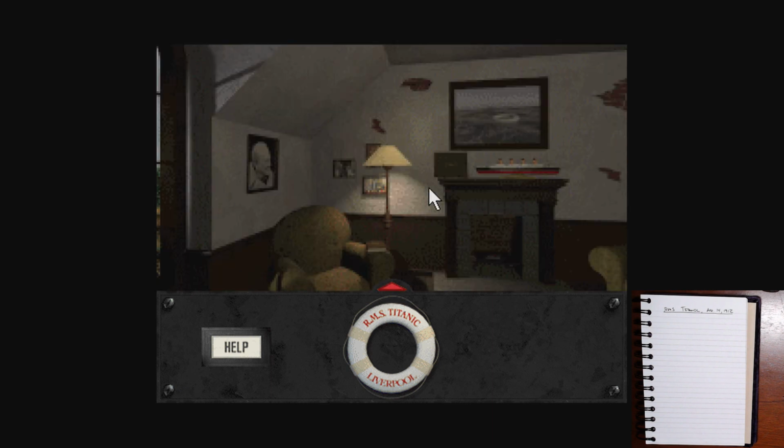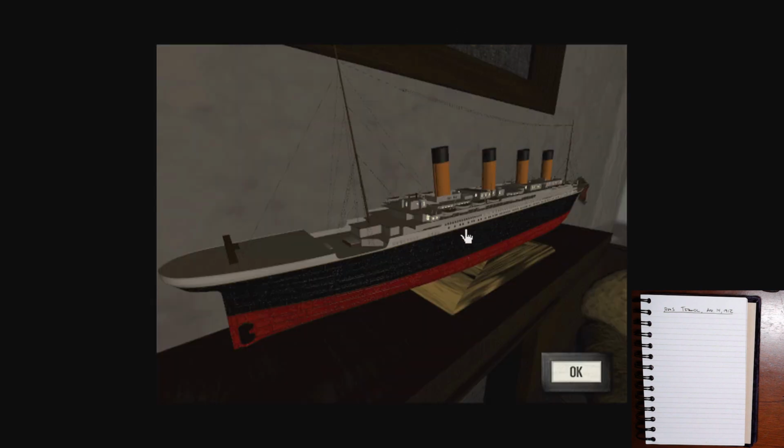Looks like I've just got a one-bedroom, pretty tiny little flat. The plaster's flaking off the walls. Interestingly, it is the 1940s because we were just hearing about World War II.